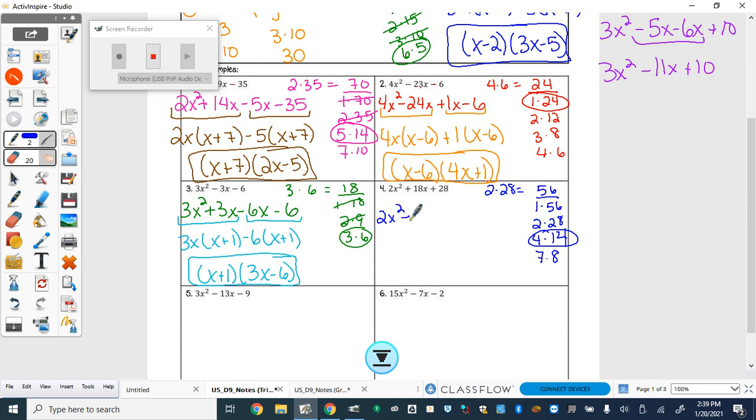So 2x squared plus 4x plus 14x plus 28. So we got 2x times x plus 2 plus 14 times x plus 2. So x plus 2 times 2x plus 14.